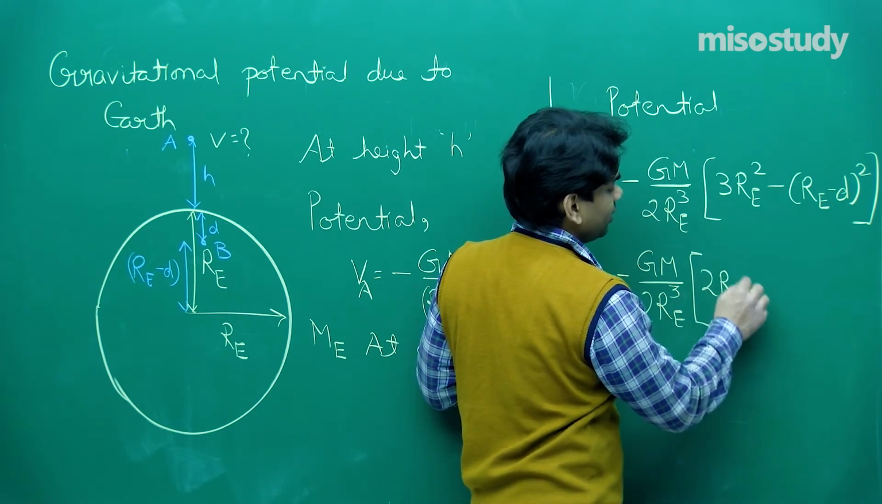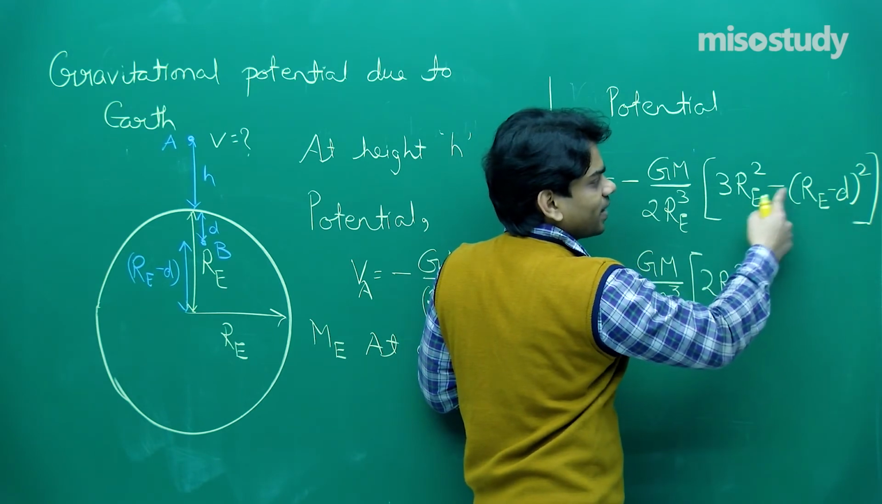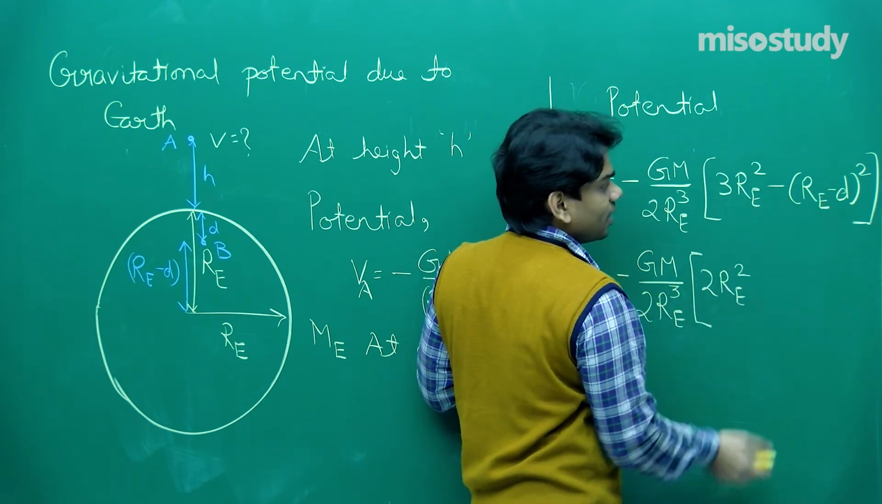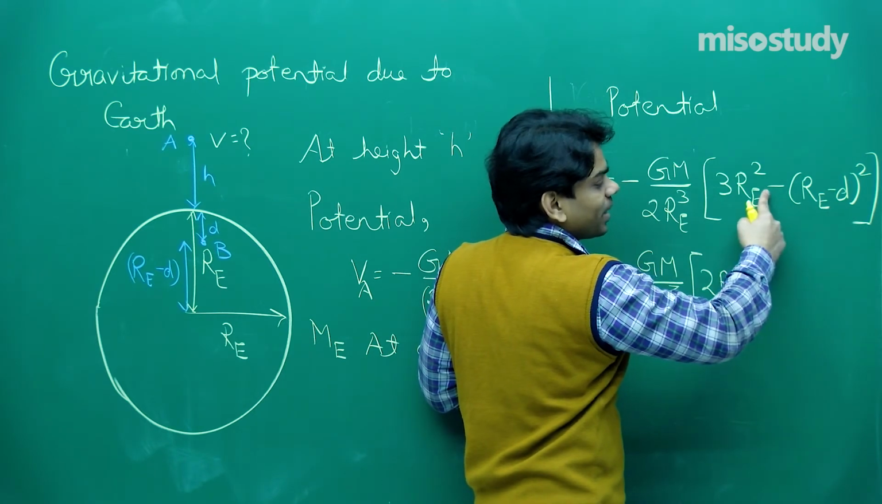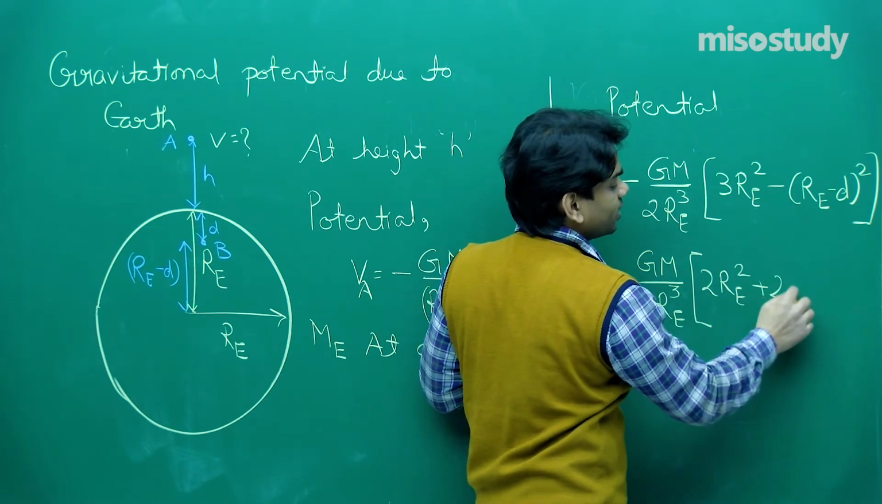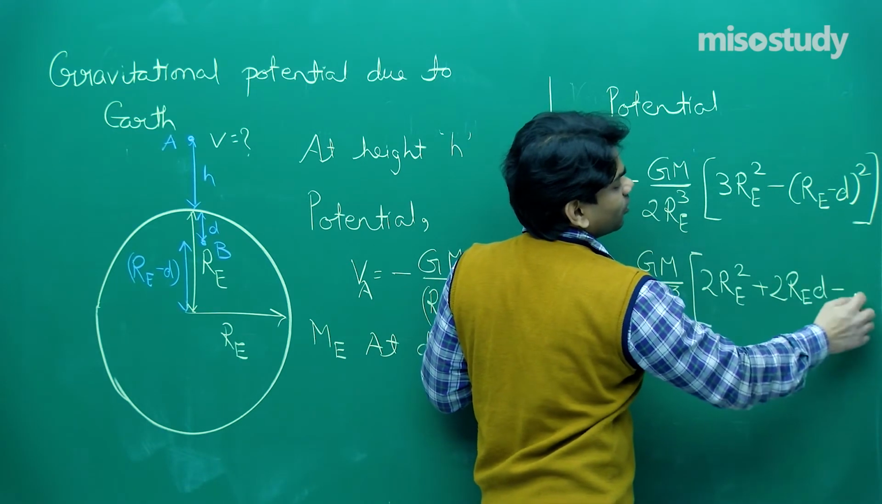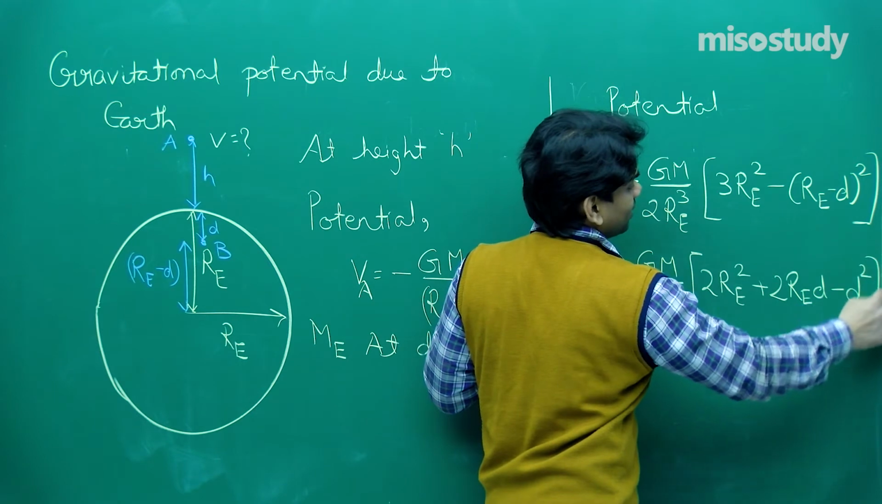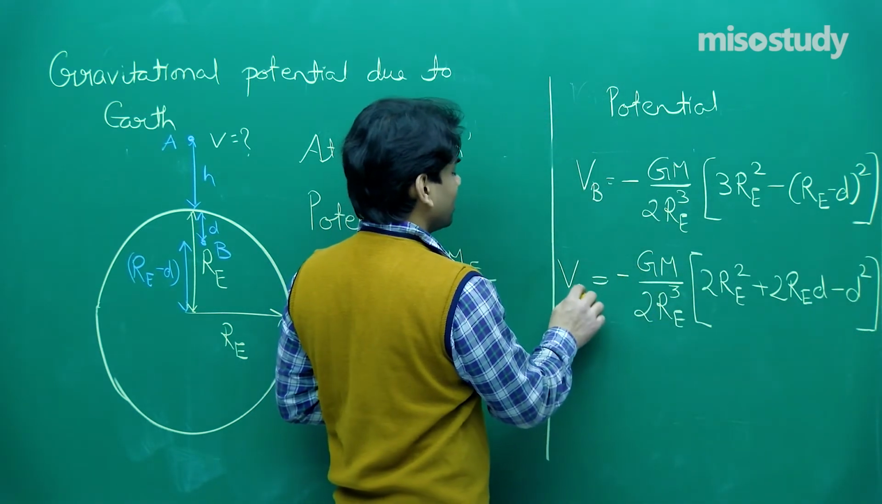2 Re whole square now plus d whole square, and it's minus here, so you'll be getting minus d whole square. Now you will be getting minus 2 Red, and minus here, so you'll get plus 2 Red, and then minus you are going to get d whole square. This is the formula that we are going to get for potential at an internal point.